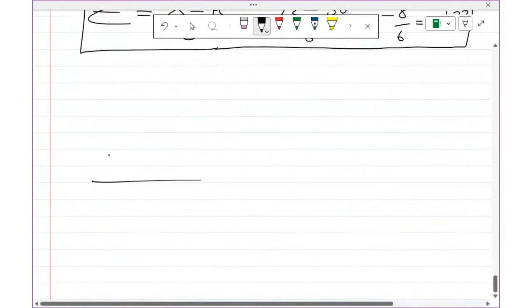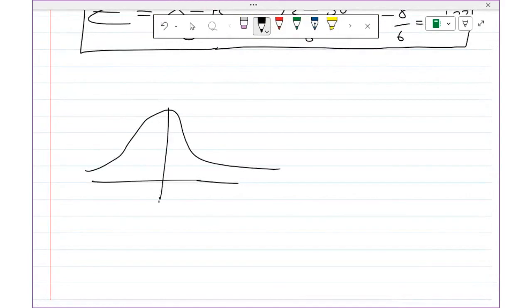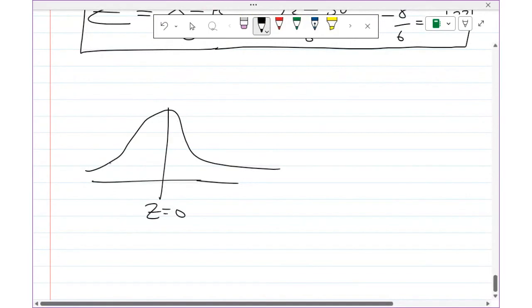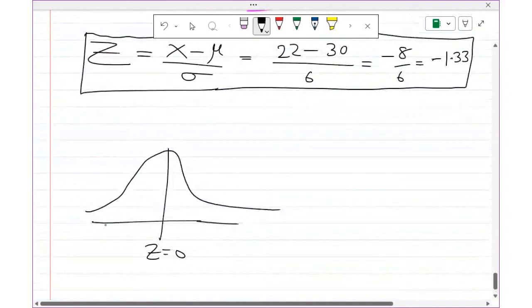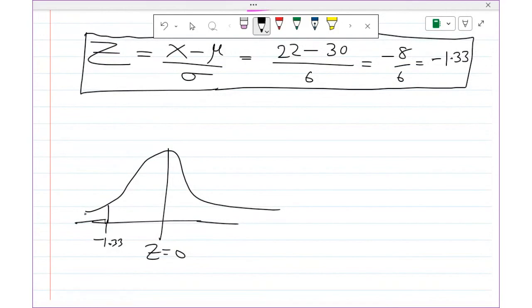This is a normal diagram, a rough diagram I will draw as I have told you. This is the center, and because it is a negative value, it will be on the negative side, minus 1.33, and we are asked the left side area. Left side means this area that I have shaded here. This we have to find.